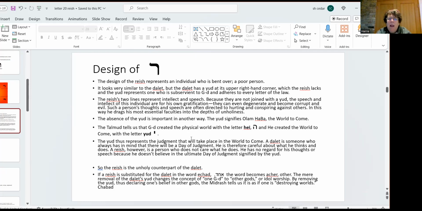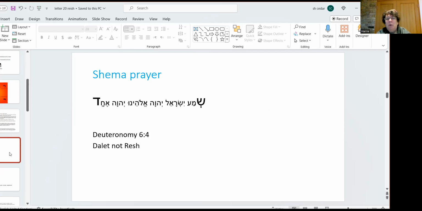There's also a big thing about making sure you see the Resh rather than the Dalet, or vice versa. So the word echad means one, and if it ends with a Dalet, and you substitute the Resh, it can become acher, which means another god, an other. And so we're very keen on making sure that these lines are very clear. That's very much in a very important prayer that we have, the Shema prayer. Hear, O Israel, the Lord is your God. The Lord is one, not acher, but echad. So acher would mean an other, as in another God.